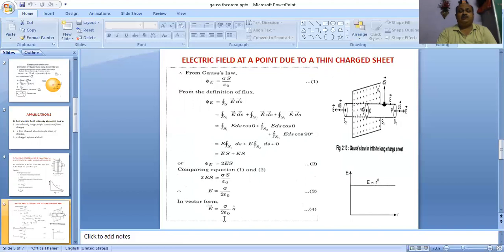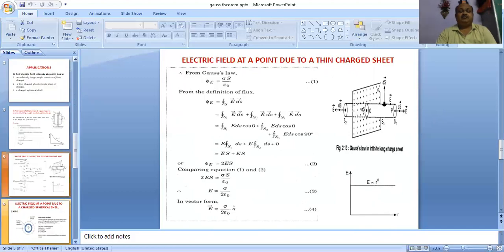In the formula, you can see that there is no distance, or we can say that E is independent of the distance of the point. So the electric field at any point on this side or on the opposite side, at any distance due to a thin charge sheet, is the same. And this is the graph between electric field and distance of the point in this case.